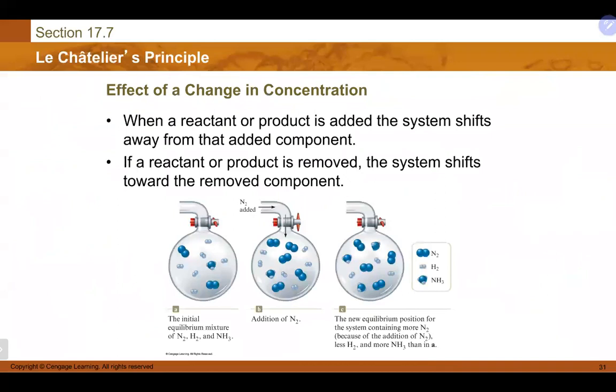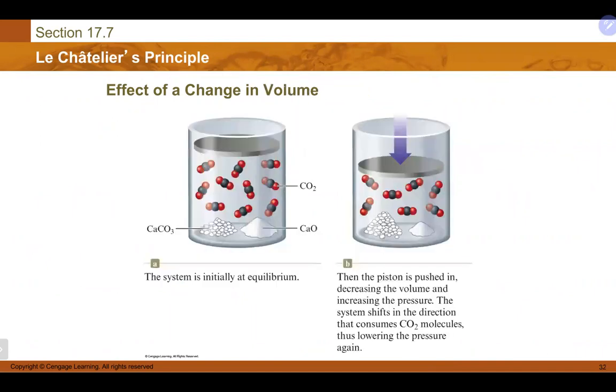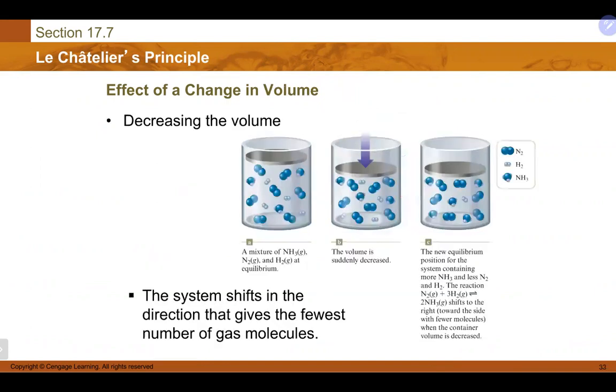Okay, so here we'll just go through these. These are ones we just talked about. Again, when a reactant or product is added, it will always go away, and when we remove it, it always goes towards it. In terms of gases, smaller volumes need fewer gas molecules, larger volumes need more gas molecules. And the opposite of the volume is the pressure: a large volume means smaller pressure, a smaller volume means large pressure.